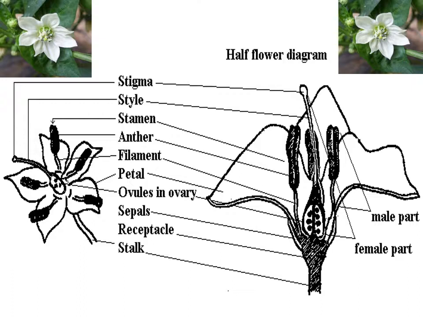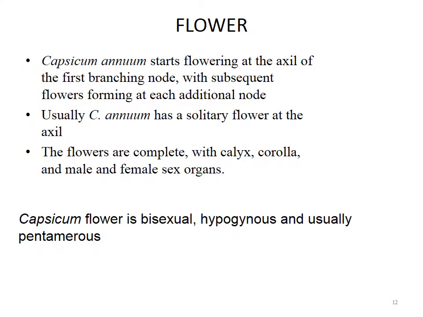The flower diagram: it is a hermaphrodite flower and self-pollinated. Capsicum annuum starts flowering at the axil and first branching node, with subsequent flowers forming at each additional node. Usually, Capsicum annuum has a solitary flower at the axil. Flowers are complete with a calyx, corolla and male and female sex organs. It is bisexual, hypogynous and usually pentamerous.